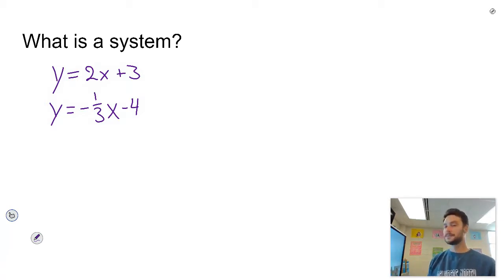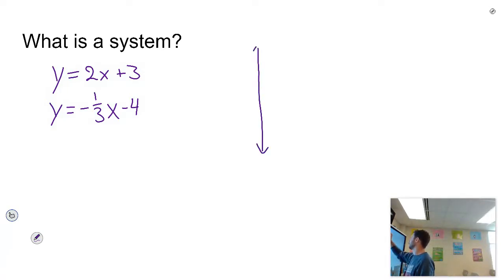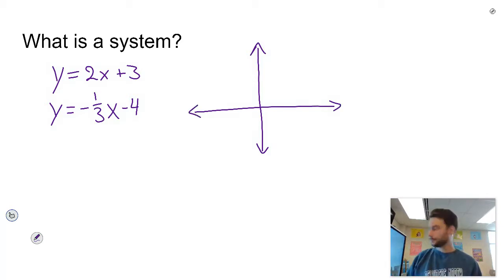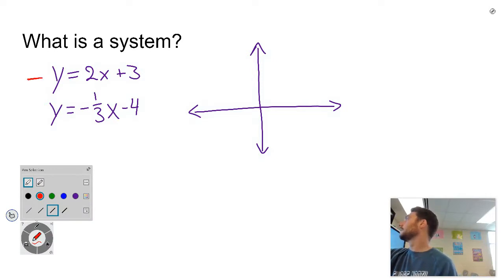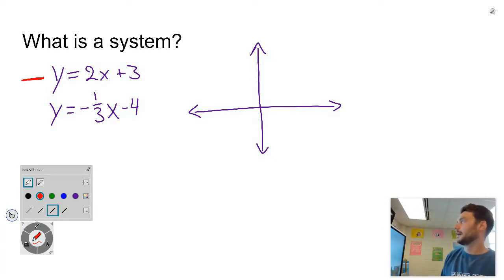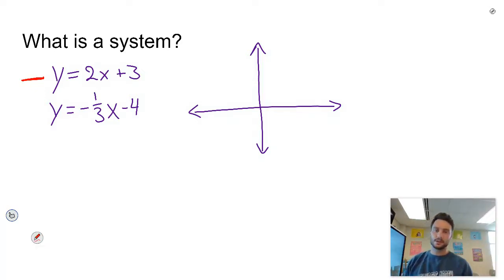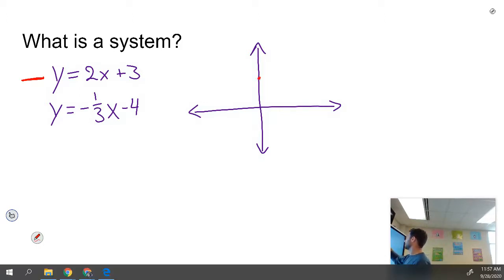So what a system says is there's some place on here. If I were to graph these two things, there's a place where these intersect, and that intersection point is what would solve both of these equations. So for instance, if I graphed this, if you remember, our y-intercept is 3. I would go up 3. I'm not going to be perfect on these because I'll go through some examples where I am perfect. But I'll go up about 3. We'll call it there. So there's a point.